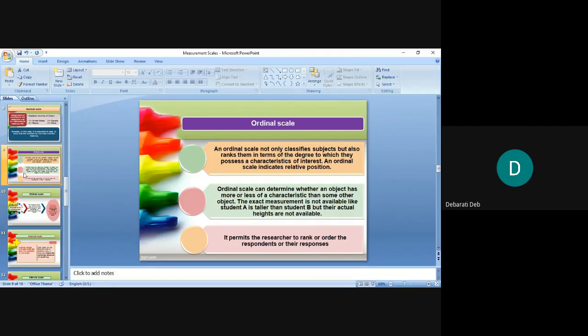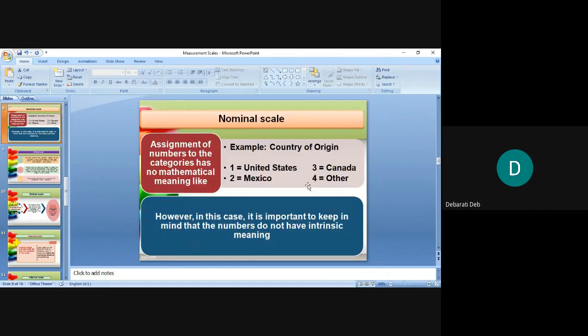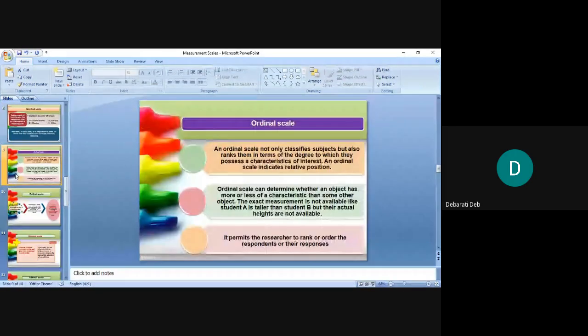Now, go back to this example. I rank United States to be the best one, so 1. Then Mexico to be the second best one, so 2. Third best is Canada, so 3. Rest of the countries are all 4. Like that, if I tell you that I want to rank these countries and I'm using certain numbers, then I'm using ordinal scale.